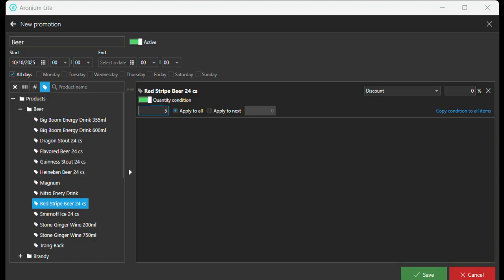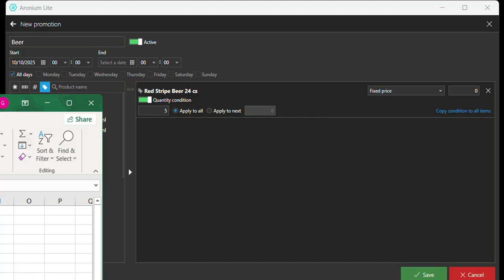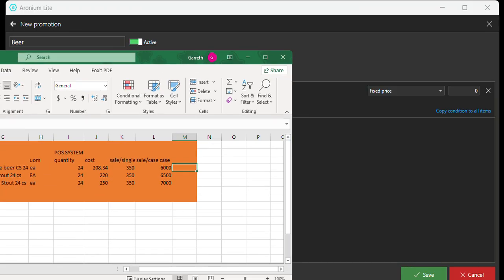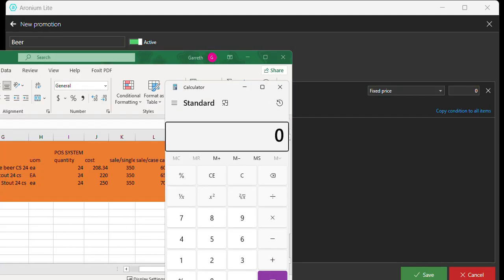Put 5 right here. Alright? Now over here I'm going to use fixed price. Now the fixed price is not going to be the case price or anything like that. It's going to be the individual price.